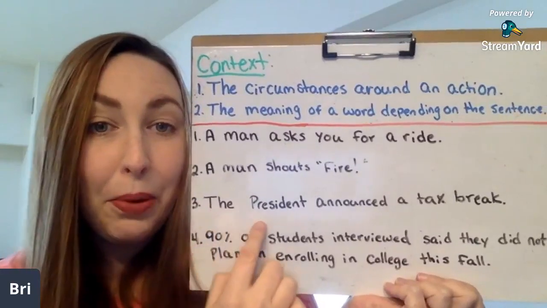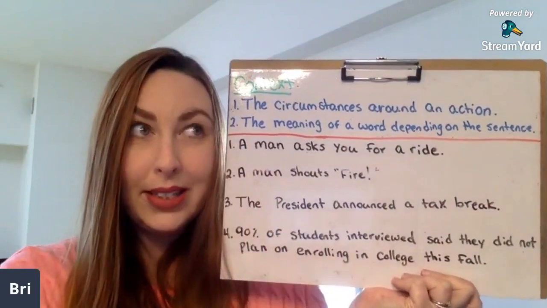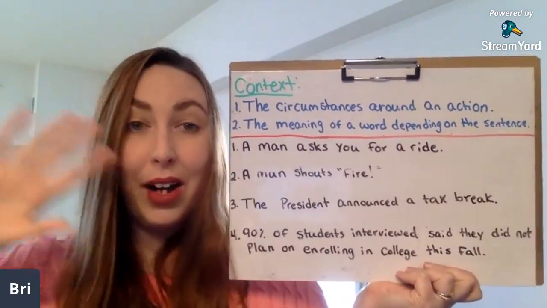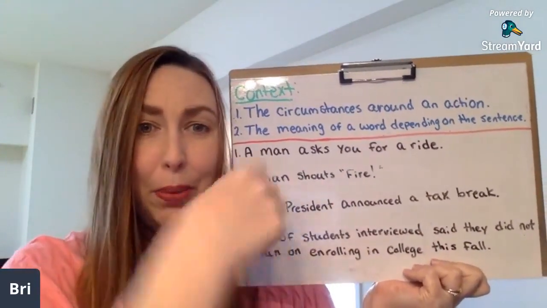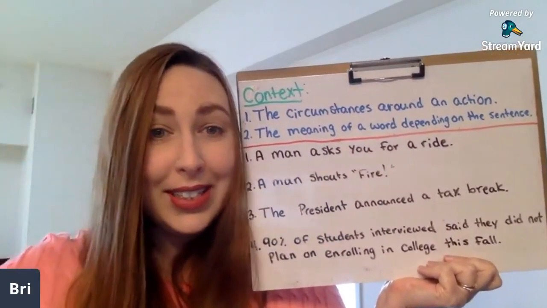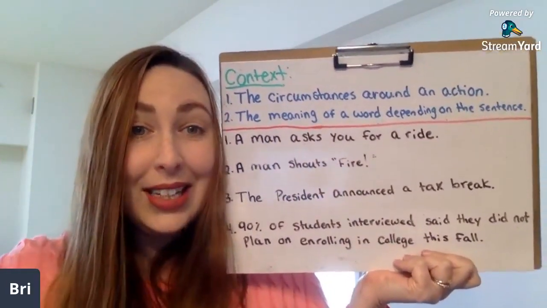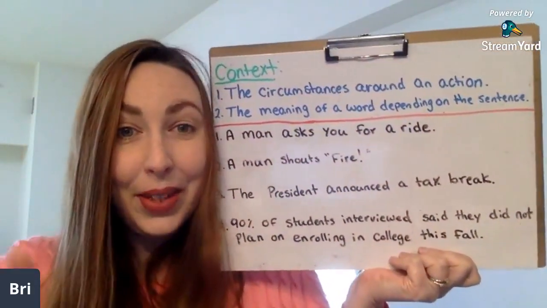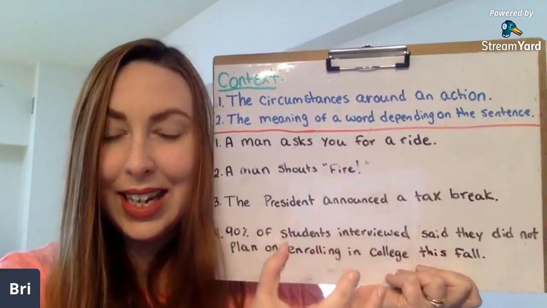Number 3, the president announced a tax break. This is something you might see on the news or in a newspaper. So your governor, your president, your prime minister, whoever is at the top of your country, right? The president announced a tax break. Woohoo, that's good news, right? That's awesome. But what is the context of this statement?